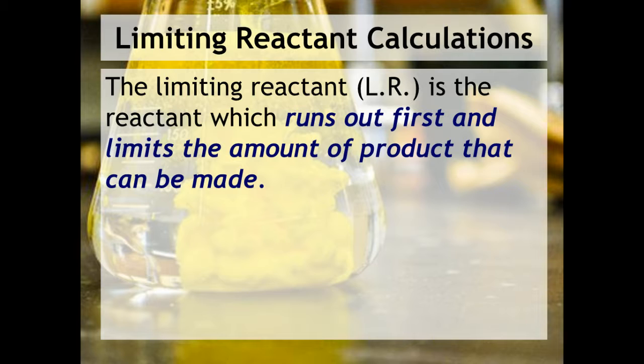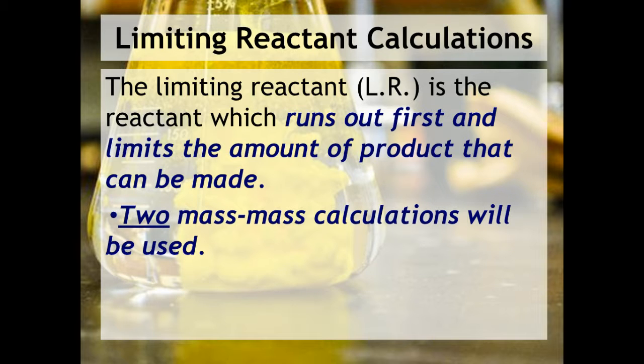So let's read here. The limiting reactant, LR for short, is the reactant which runs out first, and that limits the amount of product that can be made. So in layman's terms, the reactant that will run out, and there will be no more production after that reactant runs out. Meaning you can have excess of another reactant or multiple reactants, but when one of those reactants runs out, you no longer have the ingredients to make more product. So the chemical reaction will stop.